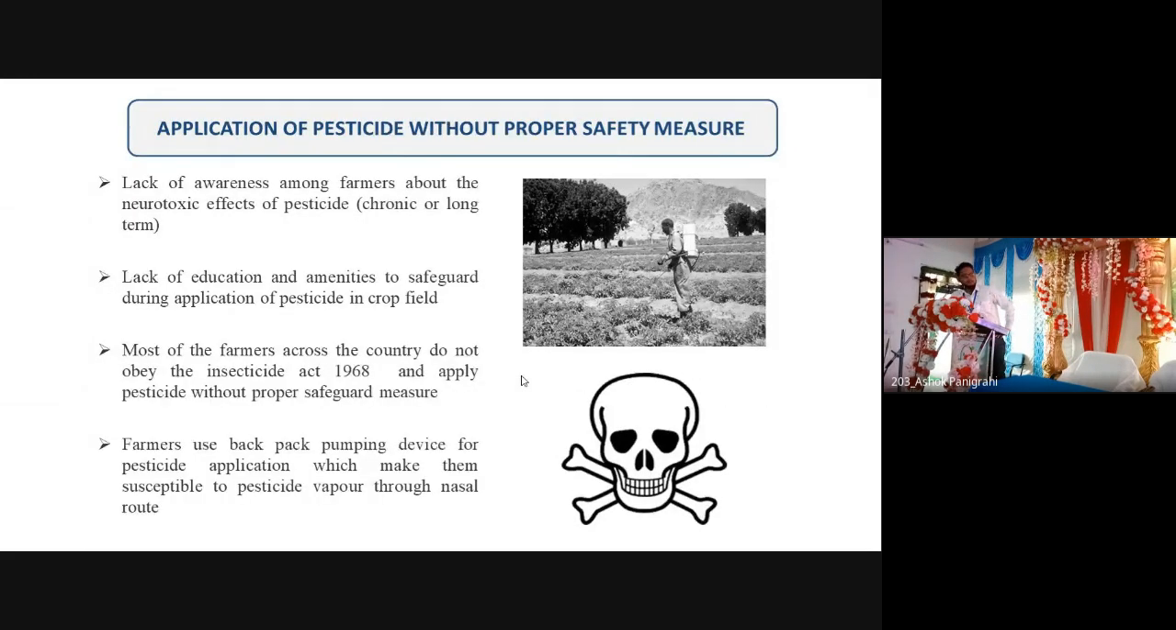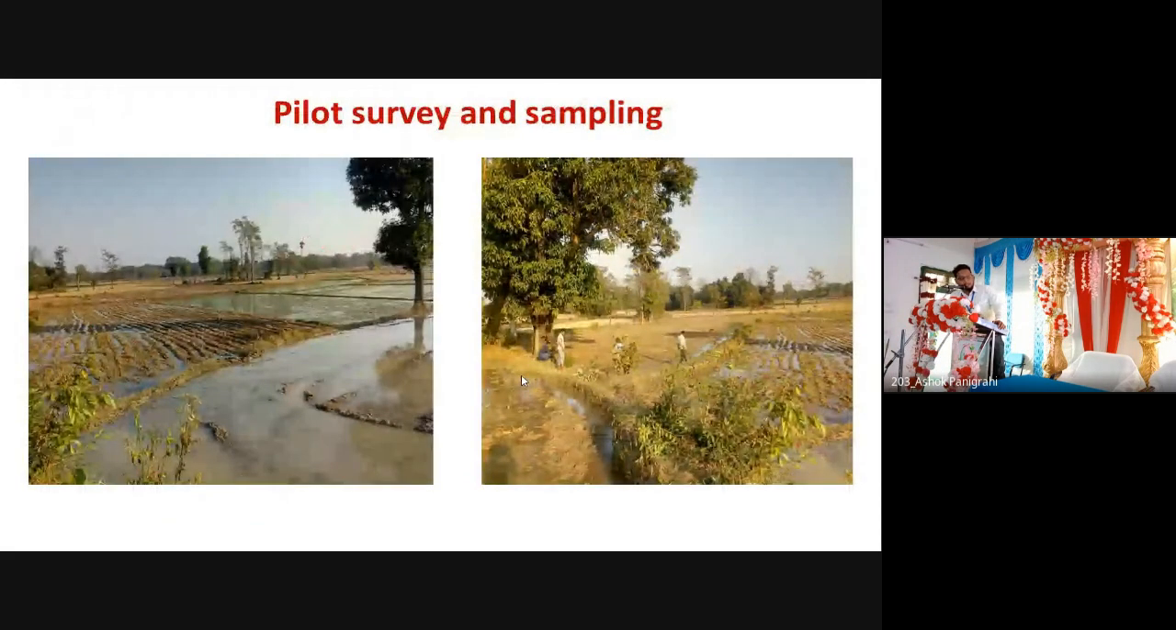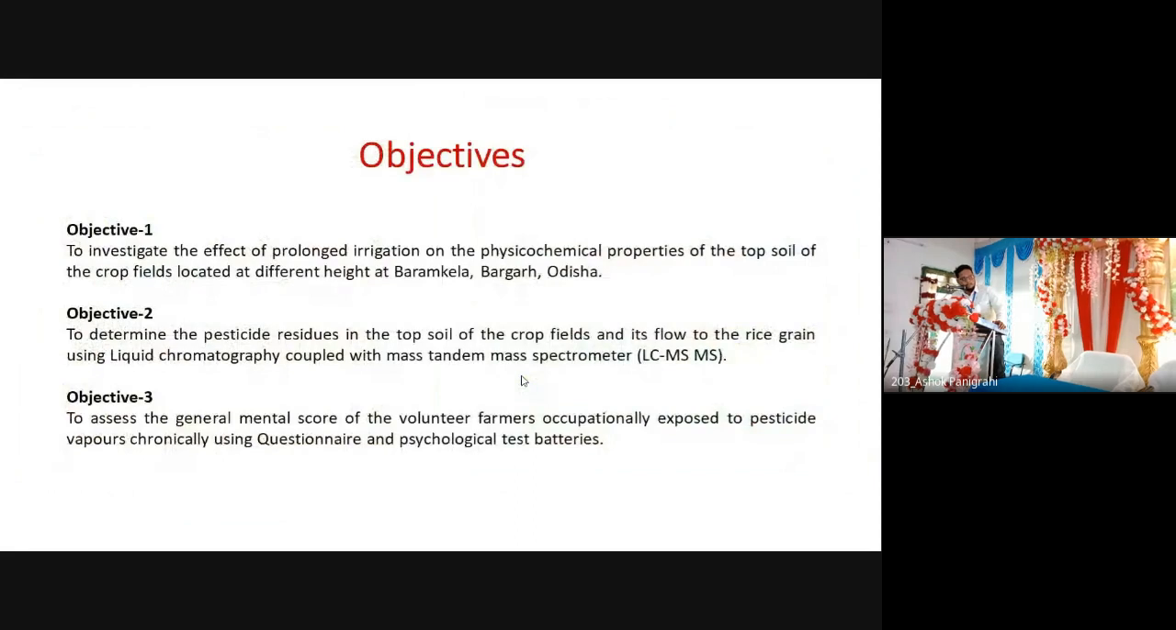Here I have shown that some farmers follow the rules when spraying the pesticide, but others are not following them. This is my sampling area, Bargarh district, which I have chosen as a case study. After visiting the field, we found that the irrigation pattern is a canal system. From the canal, water is transported from upper land to middle land and lower land.